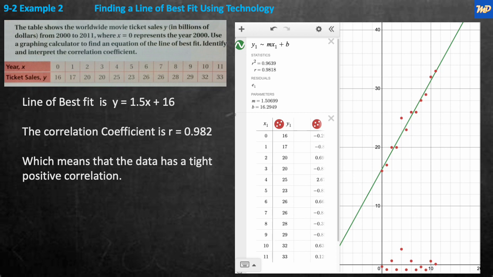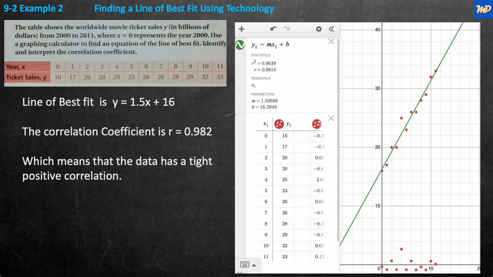Okay, so now for example 2, finding the best line of fit. So now what we're doing is we're taking this table of data, and the table is given to us right here. I'm going to change pen colors. So the table is given to us right here. Best line of fit is what we're looking for.